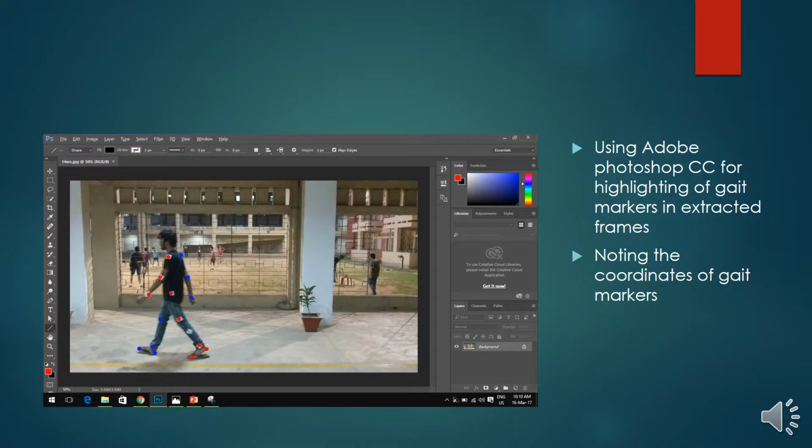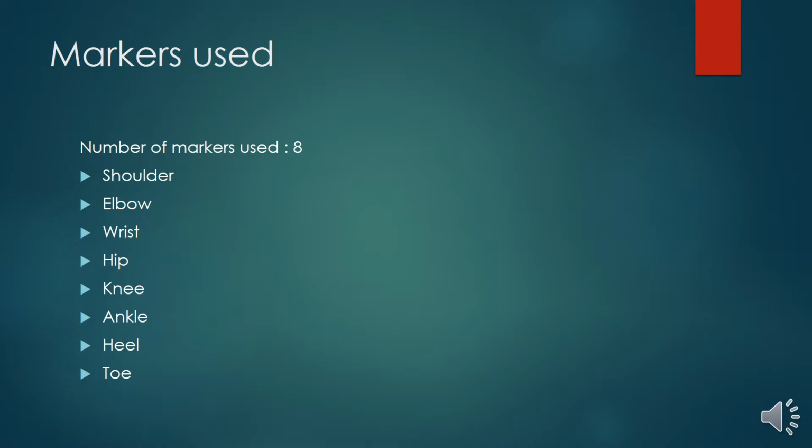So after getting the frames, we used Adobe Photoshop for highlighting the gait markers in the extracted frames, and the coordinates of gait markers were noted. The markers on the front side were colored red and the markers on the hind side were colored blue. So we used 8 types of markers: one on the shoulder, one on the elbow, wrist, hip, knee, ankle, heel and toe.